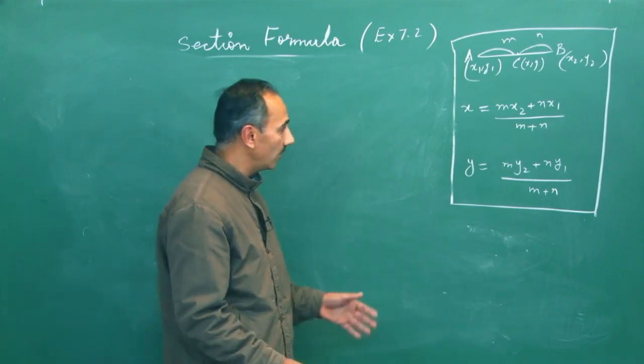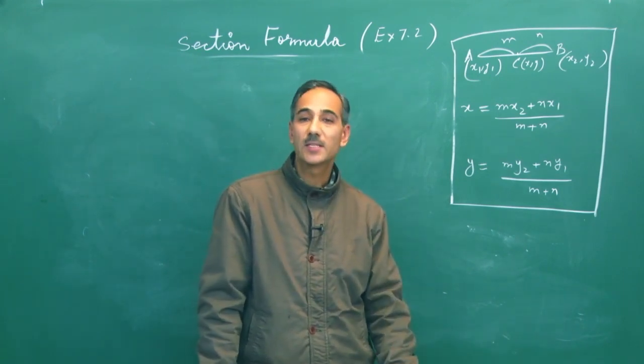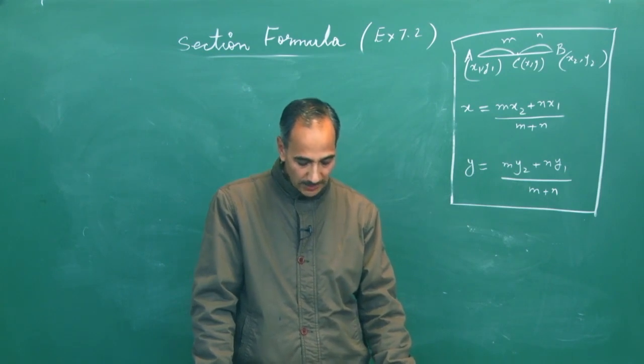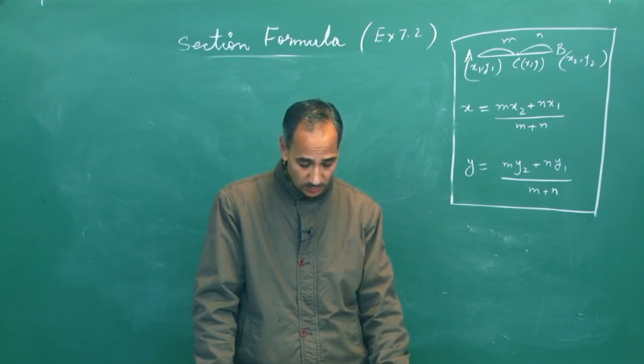So just do remember, out of 4 parameters, 3 are given. We need to find the 4th one. Now, we'll apply the same formula, the section or midpoint formula, to question number 6.